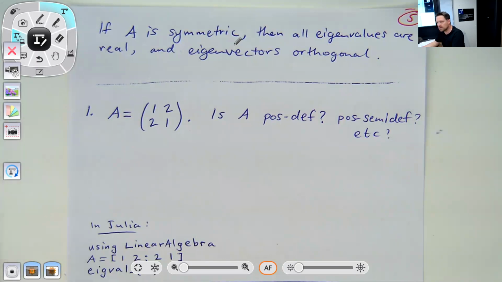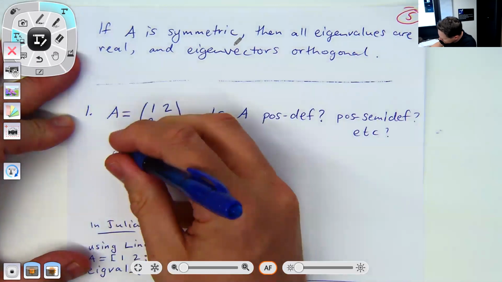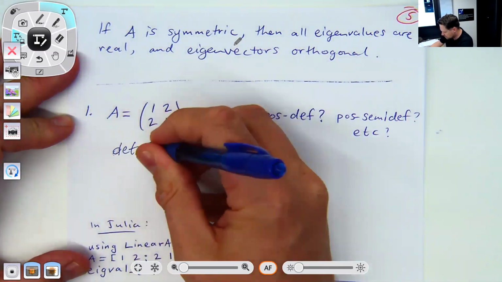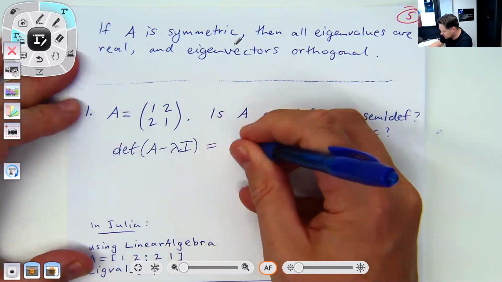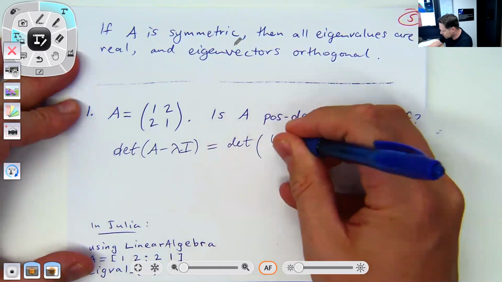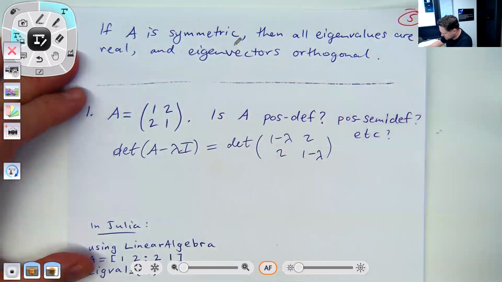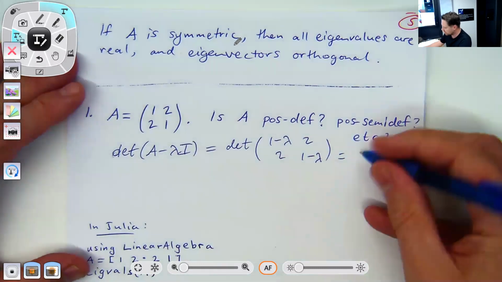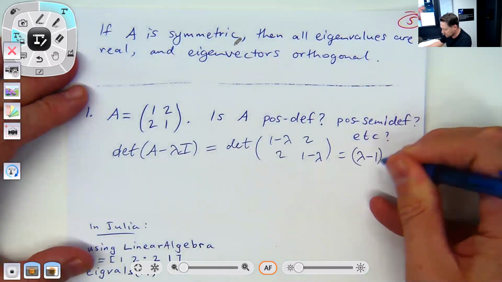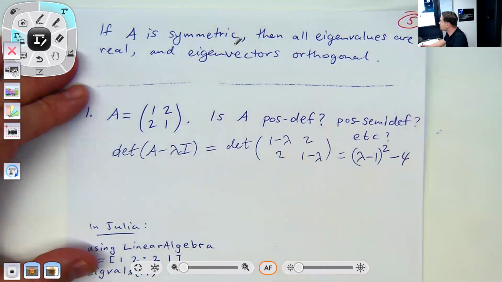So what we want to do here is take the eigenvalues, all right? So let's begin. So we'll calculate the determinant of A minus lambda I. Okay, and so that is the determinant of 1 minus lambda, 2, 2, and 1 minus lambda. Now taking this, it's 1 minus lambda squared, but there are 2 of them there, so I can express that as lambda minus 1 squared, and then minus the 2 times 2, which is 4.